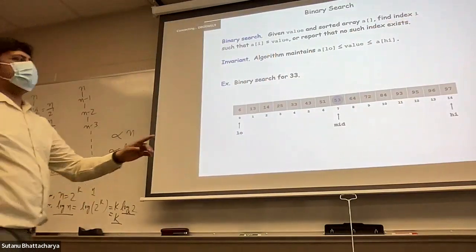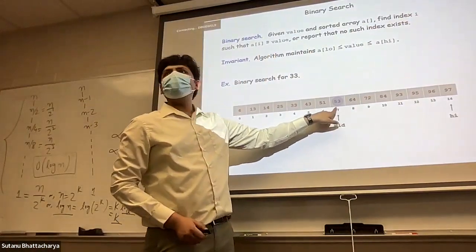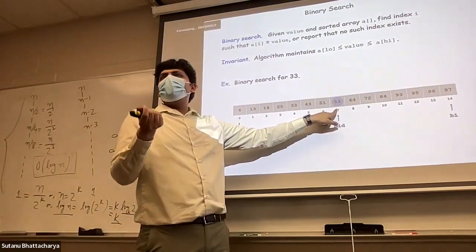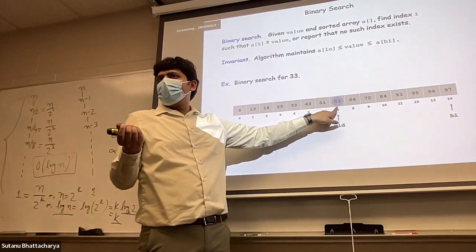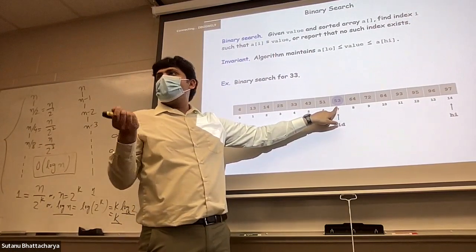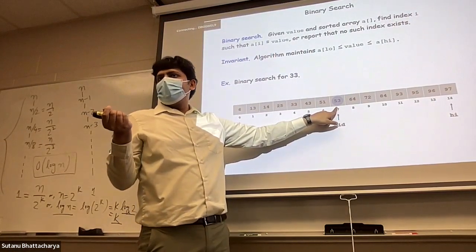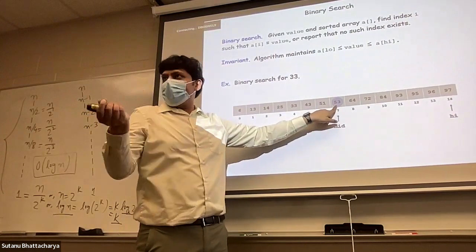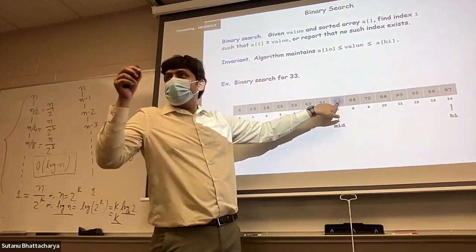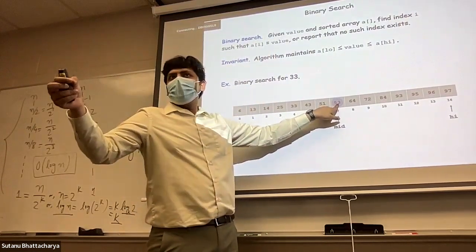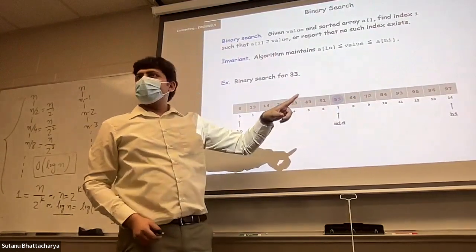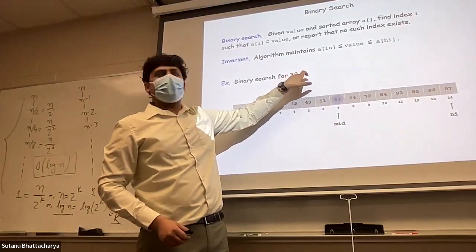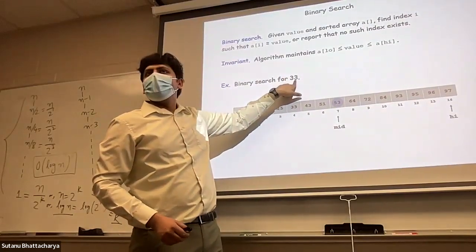Okay, so you have calculated, and 7 is the mid index. So which one is the mid element of the array? 53, right? 7 is the mid index, but 53 is the middle element of the array. Okay. Now what will you do? You will compare the middle element with the searching number. Your searching number is 33.